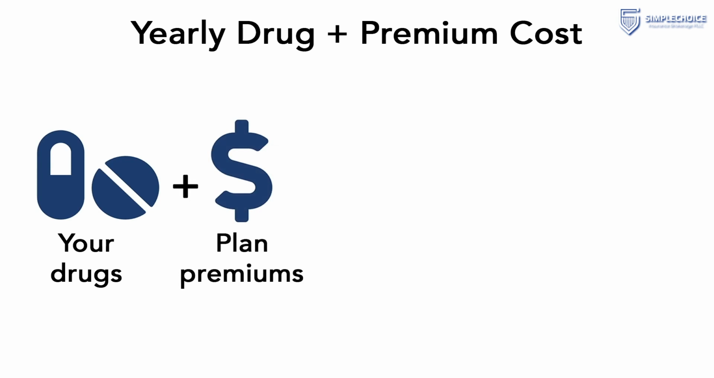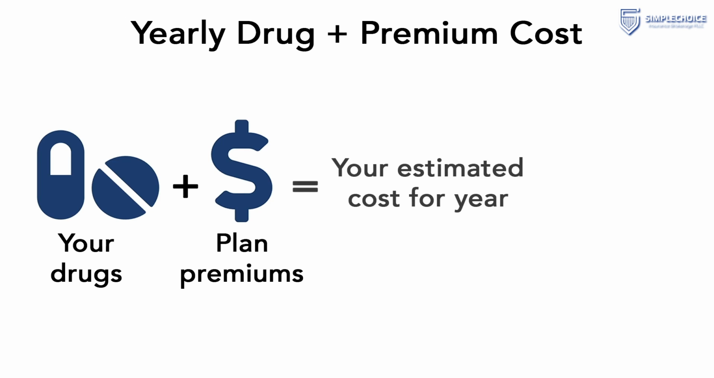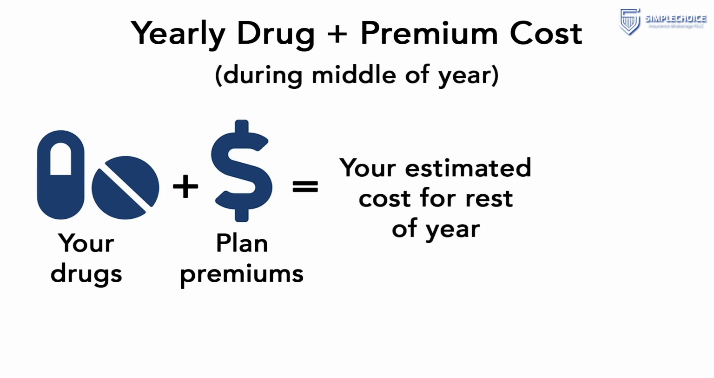But it doesn't include any estimated health costs, like copays or deductibles. If you're looking for a plan for next year during Medicare's open enrollment, this cost will provide an estimate of the amount you may pay for your premiums and drugs for the entire year. But if you're looking at plans in the middle of the year, this will include costs for the rest of the months left in the year. For example, if you're looking at plans in May, it will include the costs for June through December.